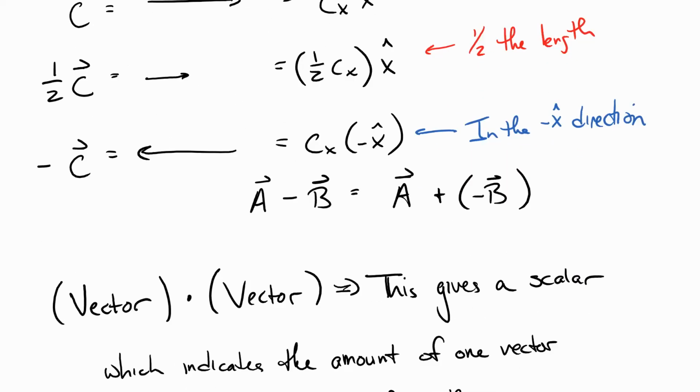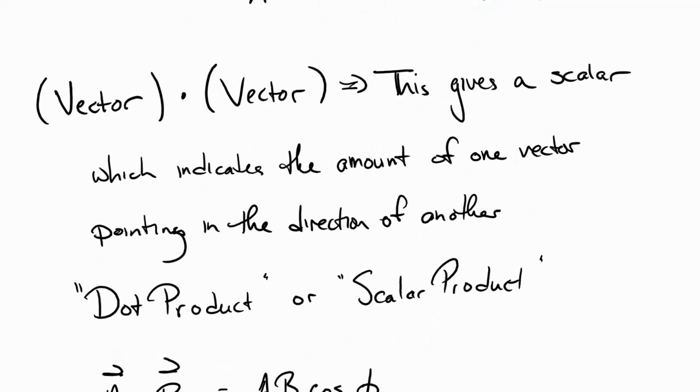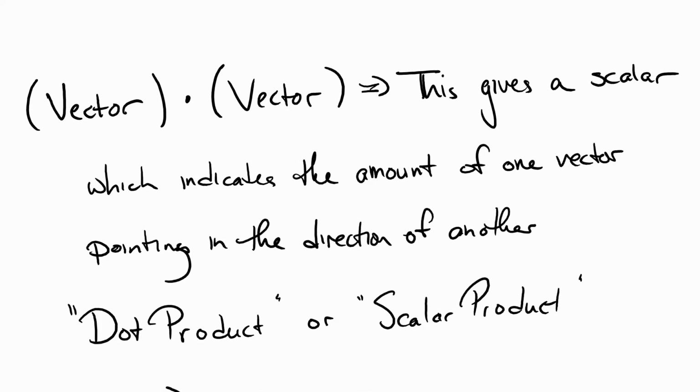We're not going to use a lot of these things physically for a little while yet, but we got to start introducing it. If you have vector times a vector, specifically vector dotted into a vector, the fact that it's a dot and not a cross here for multiplication matters. This gives a scalar which indicates the amount of one vector pointing in the direction of another. We've actually already seen a little bit of this, but we're going to come back and formalize it here. This is called the dot product or the scalar product. Scalar product because it returns a scalar, dot product because it's represented by a dot.